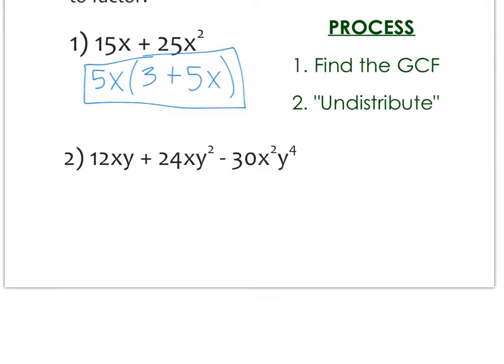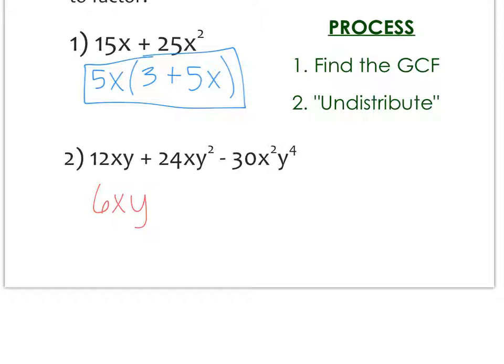12xy plus 24xy squared minus 30x squared y to the fourth. Again, I look at all these three terms and I want to take out the GCF. So what goes into 12xy, 24xy squared, and 30x squared y to the fourth? It might be helpful to break it down and look at the numbers first and then the variables second. What goes into 12, 24, and 30? Well, 6. So I'll take out a 6. And they all three have one x, and they all have at least one y.